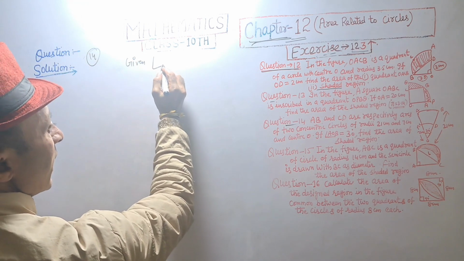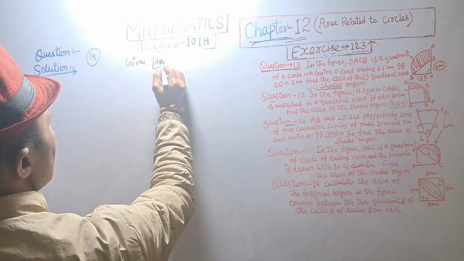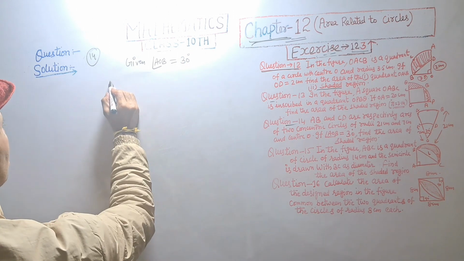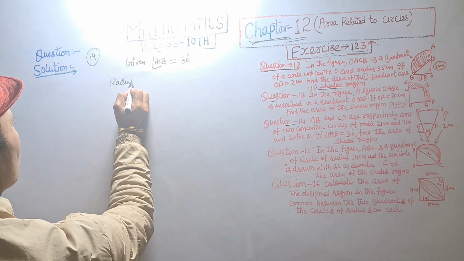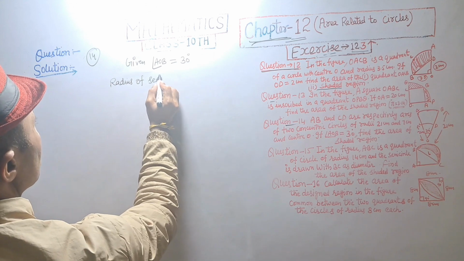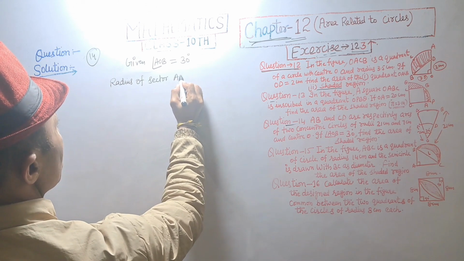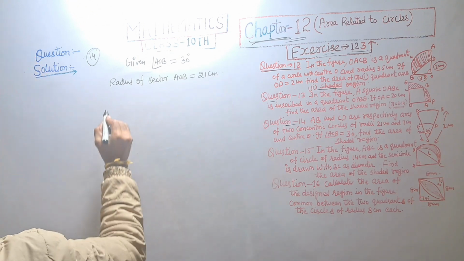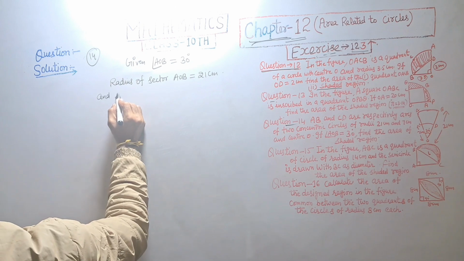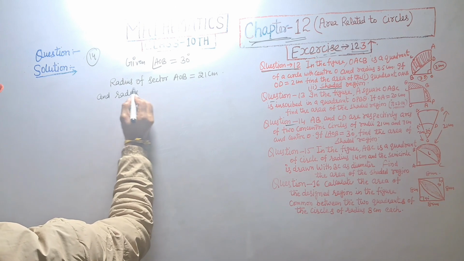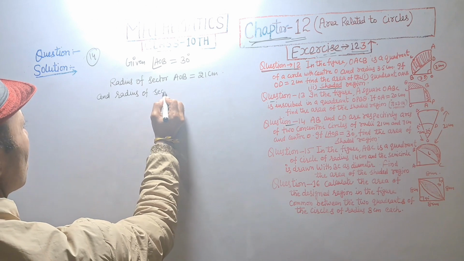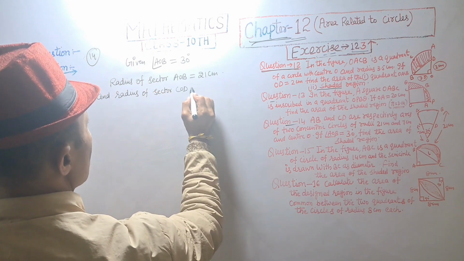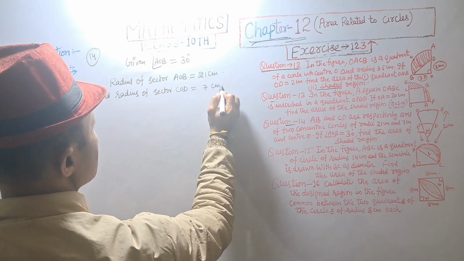Given angle AOB is equal to 30 degree. Radius of sector AOB, that is 21 centimeter, and radius of sector COD, that is equal to 7 centimeter.